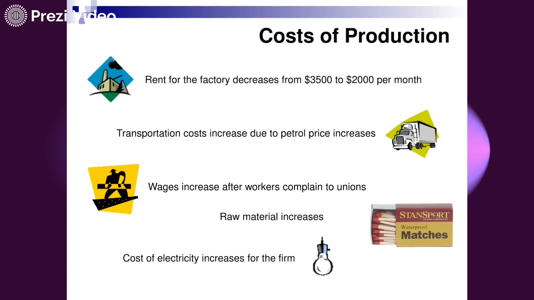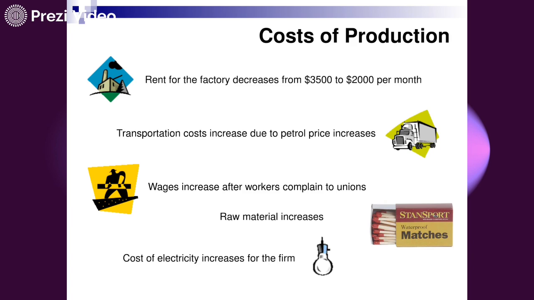Costs of production. These are just different examples. So if the rent for the factory decreased from $3,500 to $2,000 per month, okay, so that's a cost of production going down.